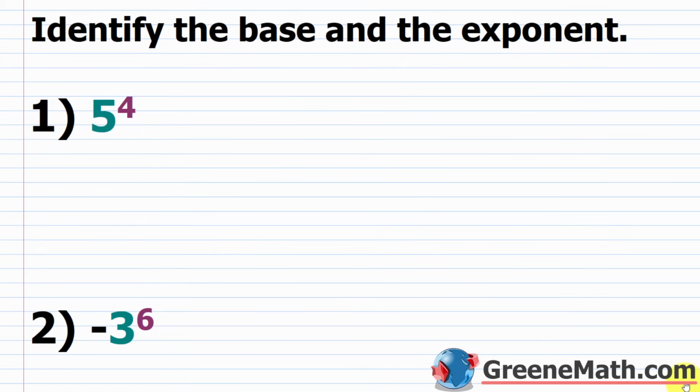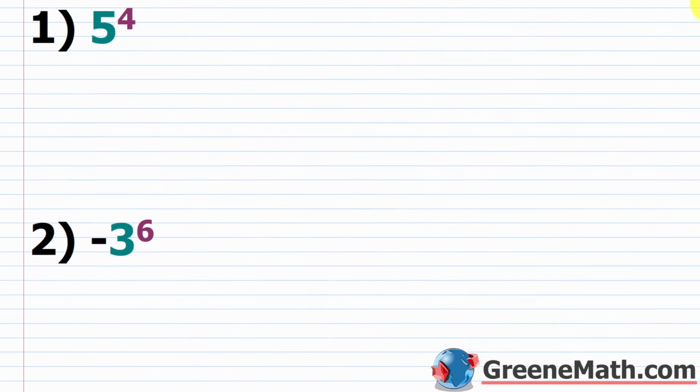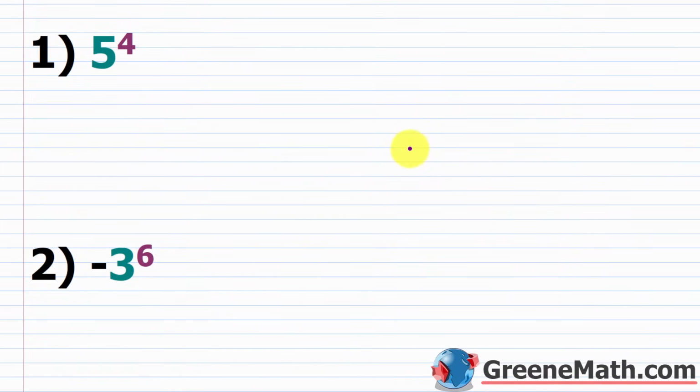All right, let's go ahead and look at our little practice test here. We're told to identify the base and the exponent. And what I'm looking at for the first problem is fairly straightforward. We have 5 raised to the 4th power. So let's stop for a minute and think about what this means. Hopefully you understand that 5 raised to the 4th power is going to give me 4 factors of 5. So 5 times 5 times 5 times 5.